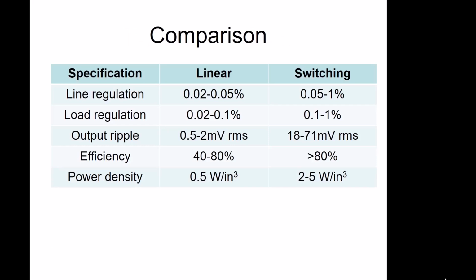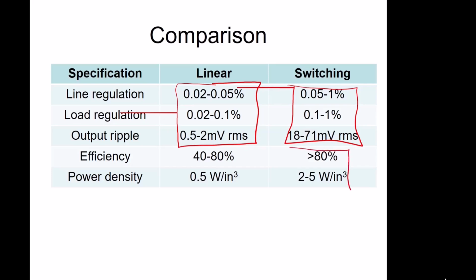So to compare our linear voltage regulators and our switching voltage regulators, the linear voltage regulators have a lot better quality output. They've got a lot less ripple associated with them compared to the switching mode type. However, the switching mode type is a lot more efficient and allows for a lot higher current to be produced.